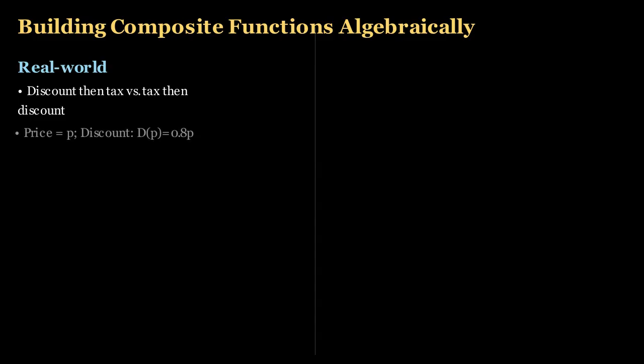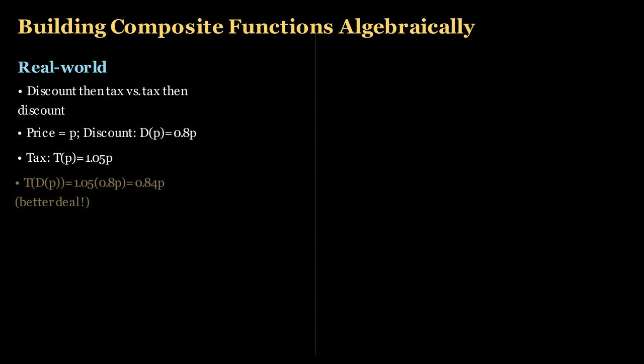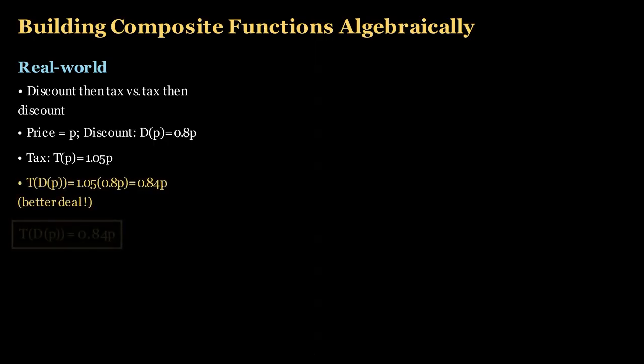If the discount is applied first, we compute t of d of p. We substitute d of p, which is 0.8p, into the tax function. That gives us 1.05 times 0.8p, which equals 0.84p. You pay 84% of the original price.